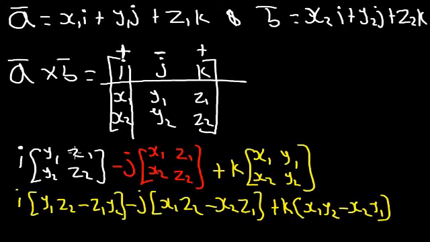Let's consider an example in order to understand what we have been saying. Consider two vectors, vector A, to have the following components: 4i plus 3j, then plus 2k.